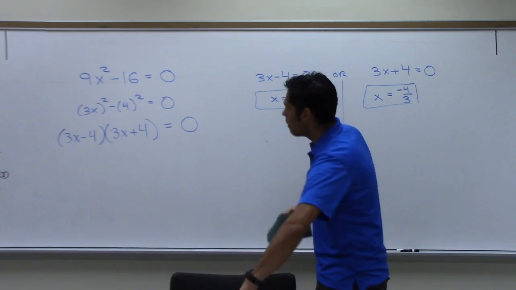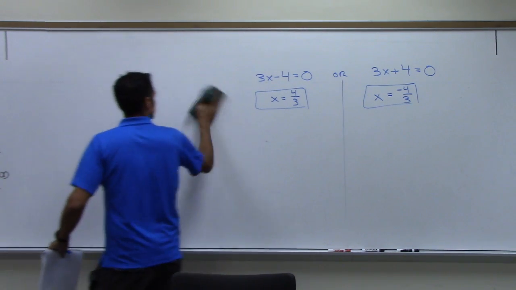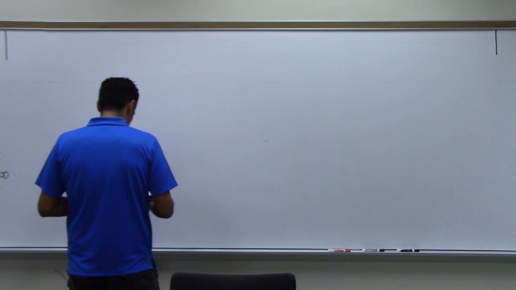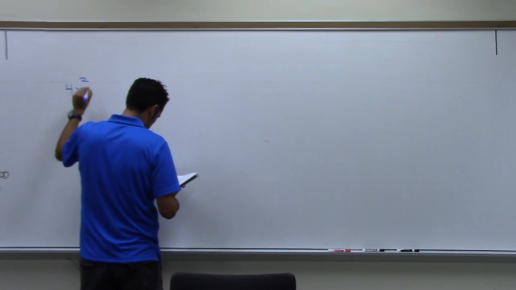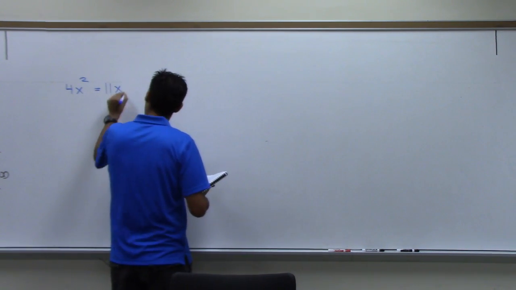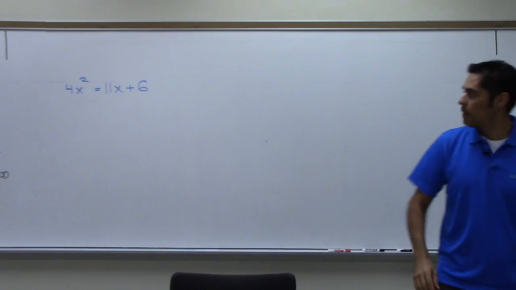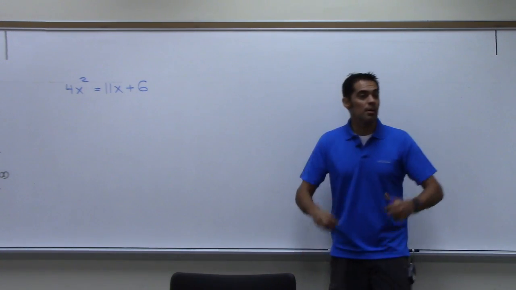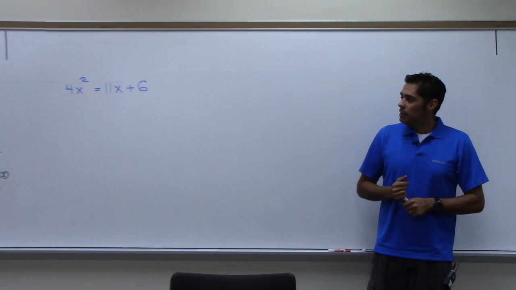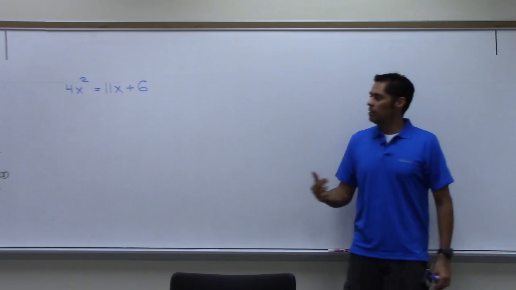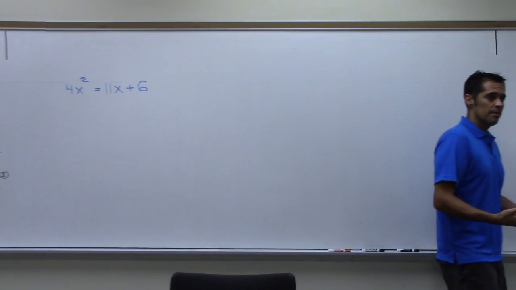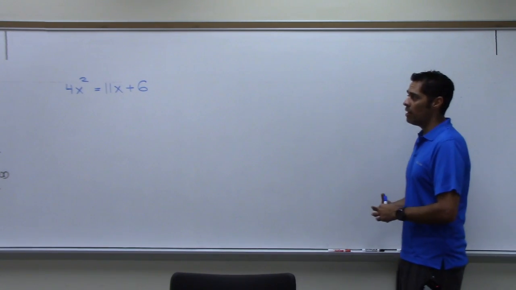All right, let's do another one. How about 4x squared equals 11x plus 6? So now we want to start to really focus on thinking, what type of equation am I looking at? So you look at this, right? It's an equation because there's an equal sign. It's x squared, not just x, so this is quadratic, right? What is the method so far that we've developed to solve a quadratic equation?